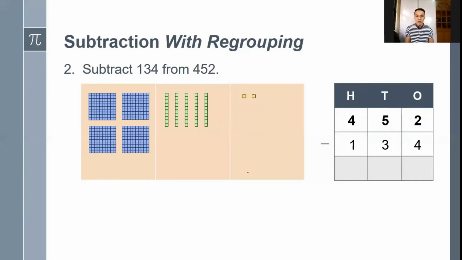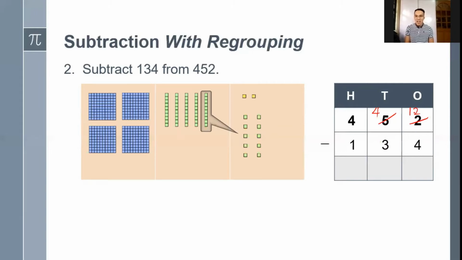So what we're going to do is regroup these 5 tens. Again, you have to remember that 1 ten is the same as 10 ones. So the 2 ones here now becomes 12. There are 12 ones now altogether. And there are how many tens left? From 5 tens, we have 4 tens left. So this is what you're going to do if you don't have enough.